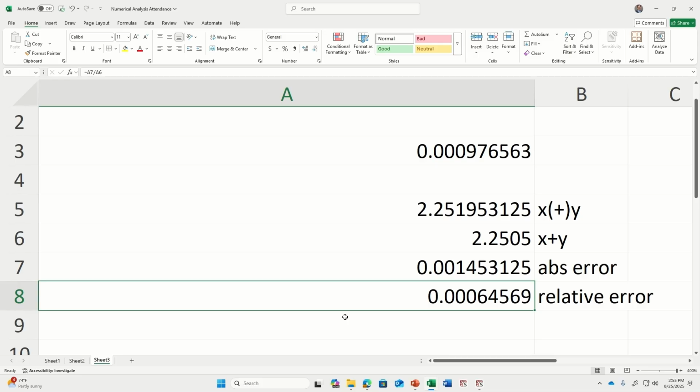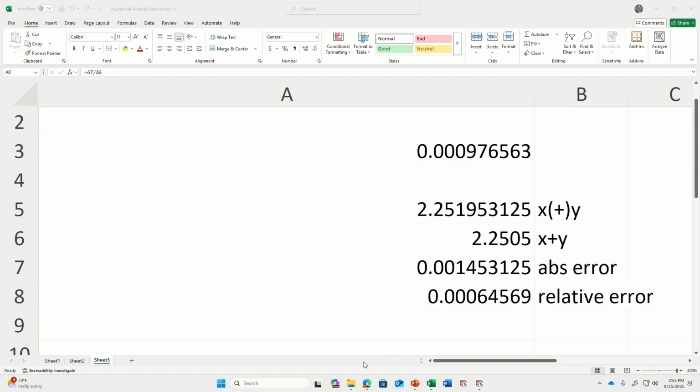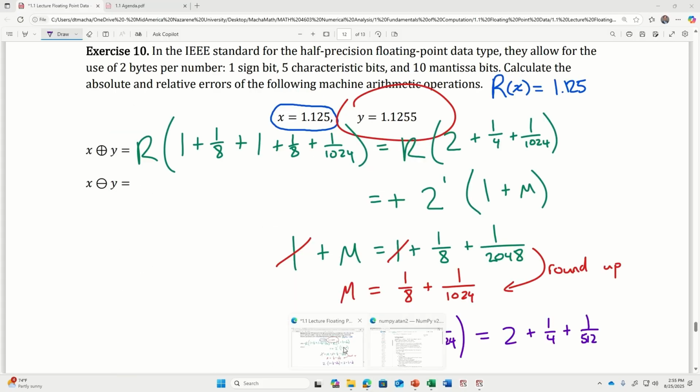It's not big for one operation, but if you were going to use the same numbers to do a lot of operations like you do in general with linear algebra, then it would compound. It would keep snowballing into a bigger and bigger error the more calculations you end up doing.